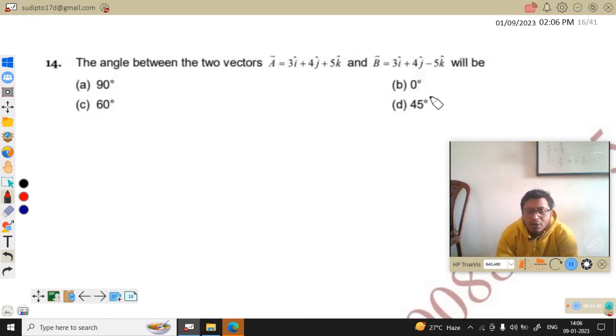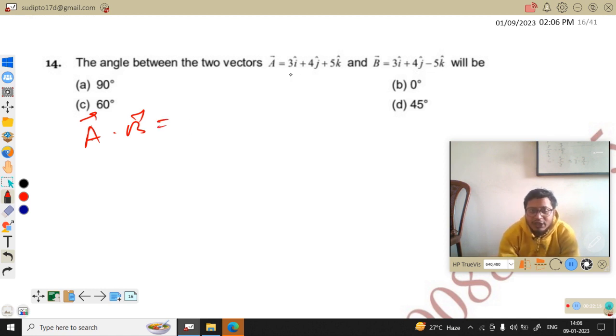The angle between two vectors. This is the easiest question. To find the angle between two vectors, I repeat, the best way is the dot product. The cross product will not find the angle, that is very difficult. The dot product gives the scalar product of the vectors, so the dot product is the best way to find the angle between two vectors.